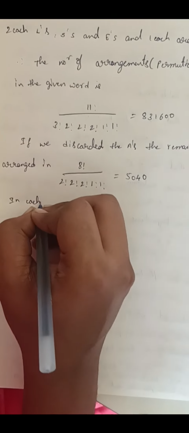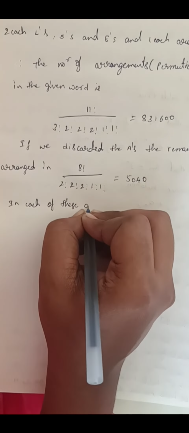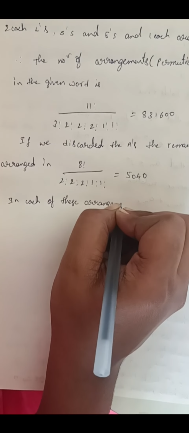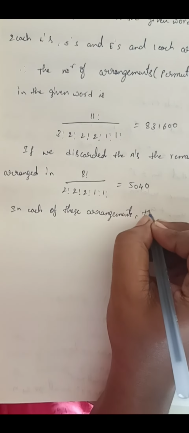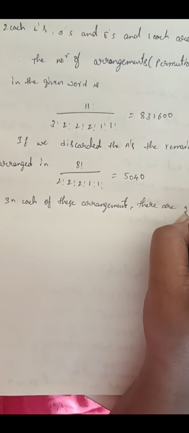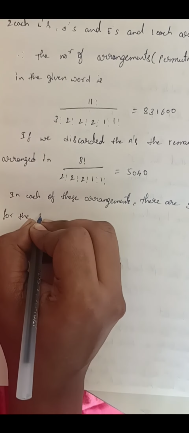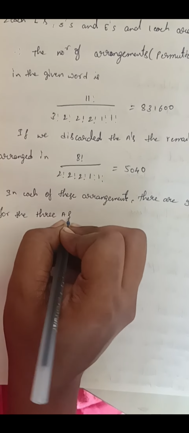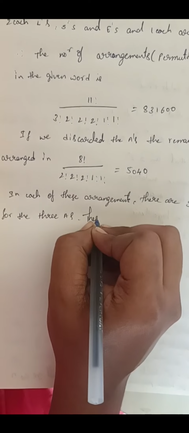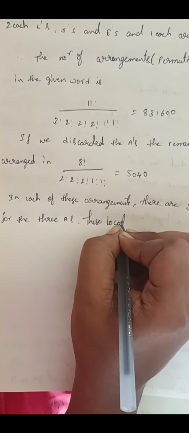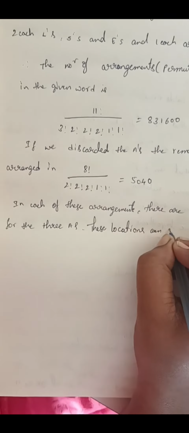In each of these arrangements, there are 9 possible locations for the 3 A's. These locations can be chosen in C(9,3) ways.